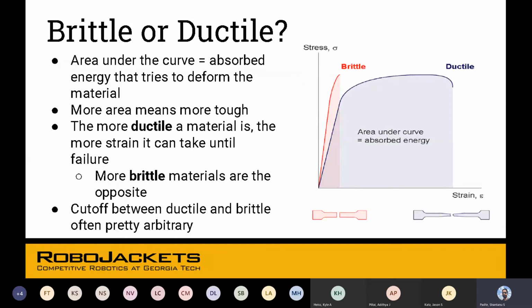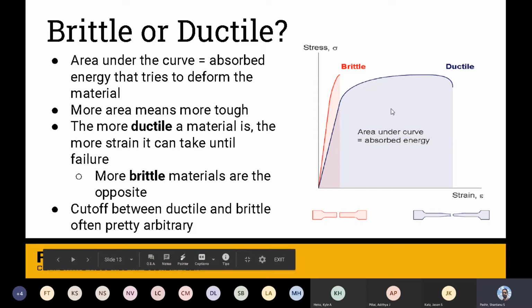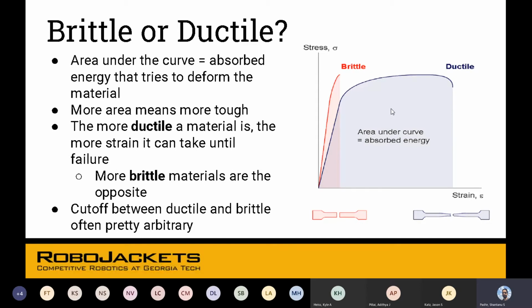Brittle or ductile? So yes, I mentioned the word ductile before. What is the difference? Ductility is a material property that we also consider when making things. A material that is more brittle will just break, like it will not deform as much and will break sooner, as opposed to a material that is more ductile. A material that is more ductile is more, what do you call it, more willing to deform.